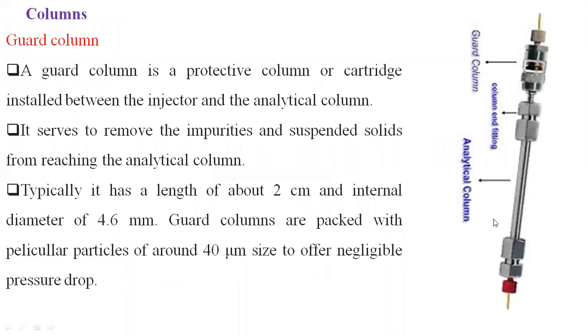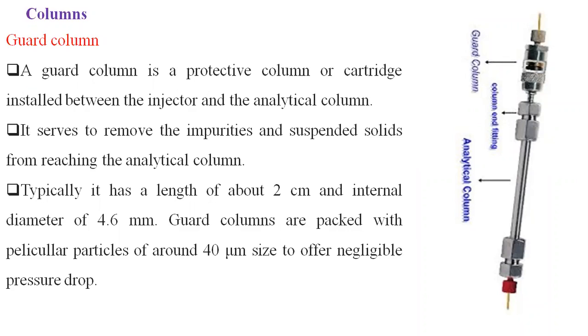Next is the column. The mobile phase and the injected sample dissolve and mix with each other, and they pass towards the column. In this column, we have a guard column and an analytical column. The main purpose of the guard column, as the name suggests, is to protect the analytical column, where the separation occurs. In the analytical column only the separation occurs.